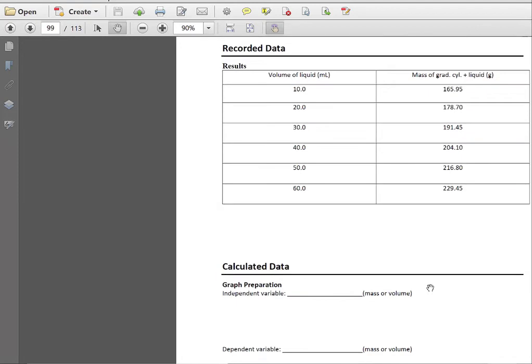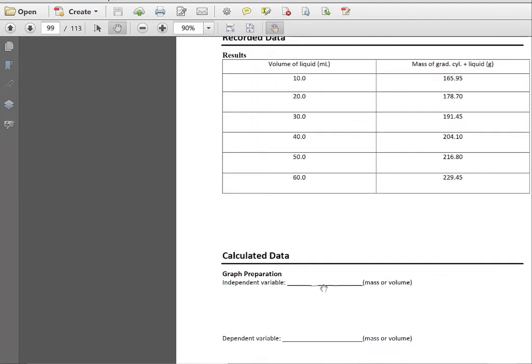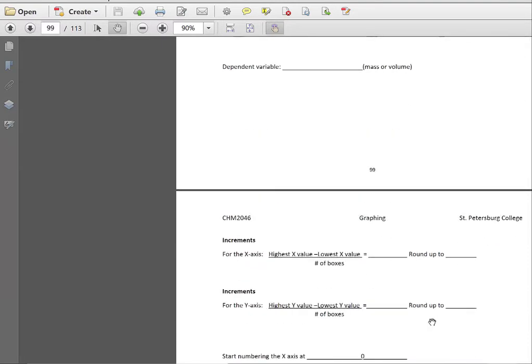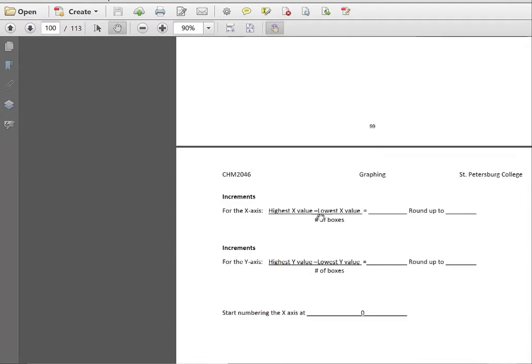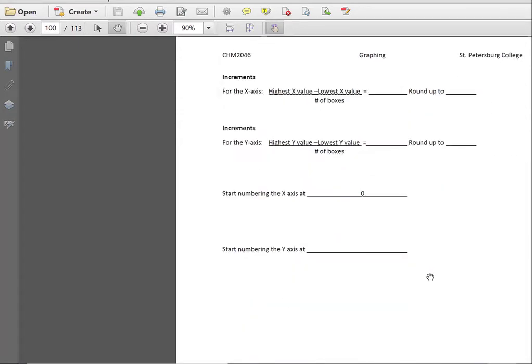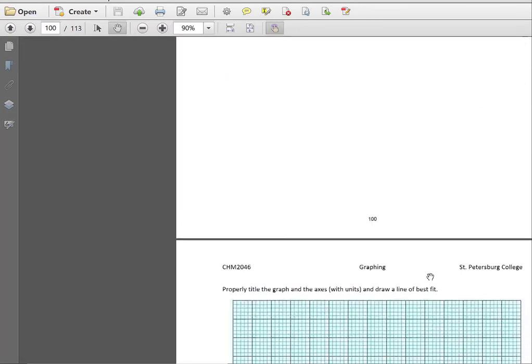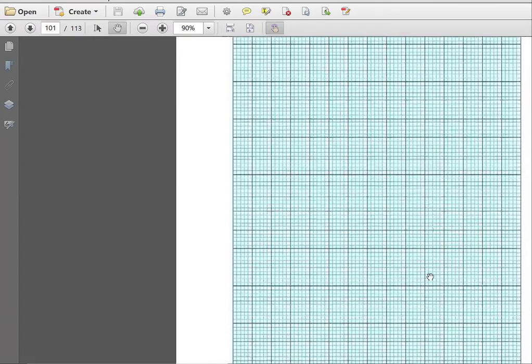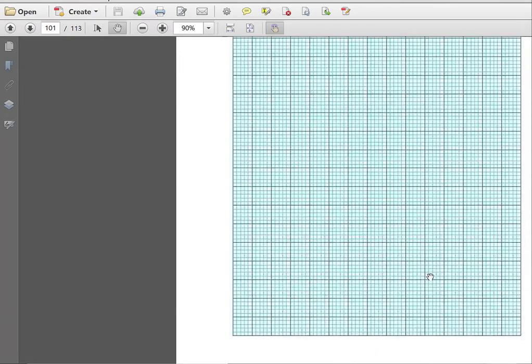Make sure you graph that, and then you'll have to figure out which one is independent and which is dependent, and also figure out what you want to round up to for your boxes. I believe you can use 5 for both of these. Remember, for the x-axis, the number of boxes on the bottom is 15. For the y-axis, the number of boxes is going to be 20. You'll have to do that by hand, but I would rather you keep the answer for the slope. Here are the boxes.